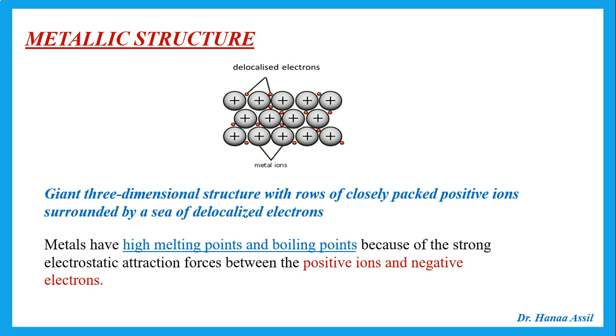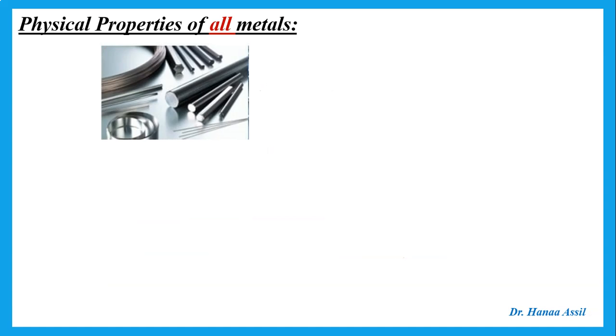Now, why do metals have high melting and boiling points? We're going to say because of the strong electrostatic attraction forces between what? When we were talking about ionic, we said between positive and negative ions. But metals do not have that. Metals have positive ions and negative electrons. Please pay attention.